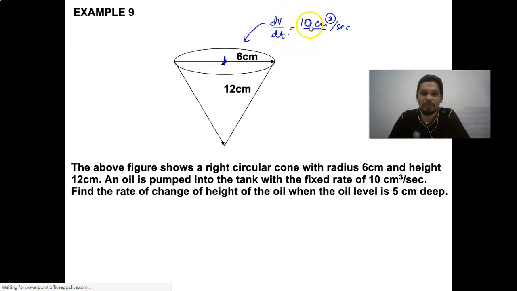Okay, dV/dt, the volume, is 10 cm³ per second, with respect to time. And then find the rate of change of height. Rate of change of height means that, let's say this is the bottom of this tank, and if I fill the water until this level, it has its own height. We name it H1. And until here, for example, we define this as H2, and so on.